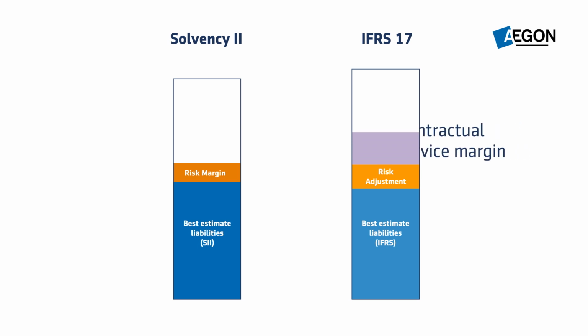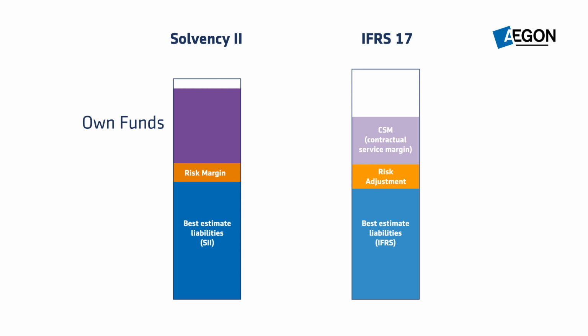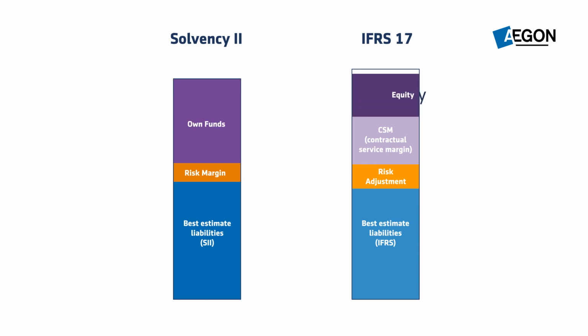The contractual service margin, or CSM, is a new item and relates specifically to IFRS 17. CSM is a measure of the expected future profits, which is booked as a liability on the balance sheet under IFRS 17. Own funds under Solvency II and equity under IFRS 17 form the remainder of this side of the balance sheet. This is conceptually the amount of assets we hold in excess of the best estimate liabilities, risk margin or risk adjustment, and CSM.